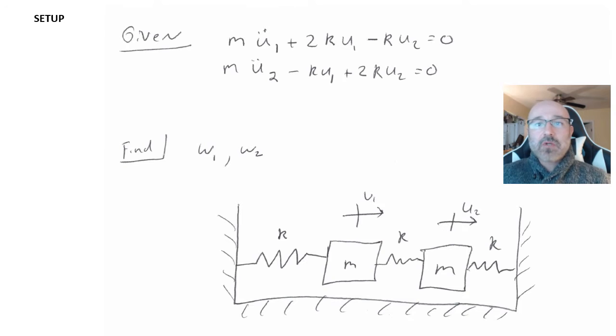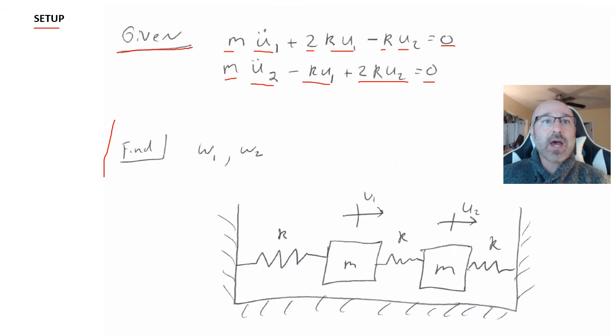Now that we've had an opportunity to read through our problem statement and take a look at our given diagram and wording of the problem, our next step is to create a setup page. That's what we do here, and our given information we write down here. They tell us our equations of motion. We have m u1 double dot plus 2k u1 minus k u2 is equal to 0. And we have m u2 double dot minus k u1 plus 2k u2 is equal to 0 there.